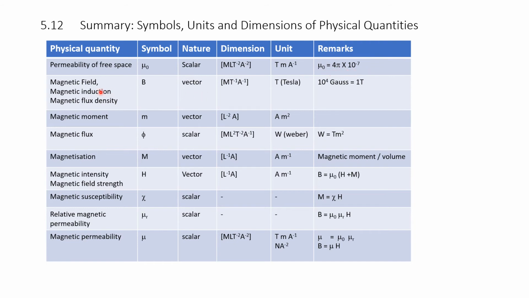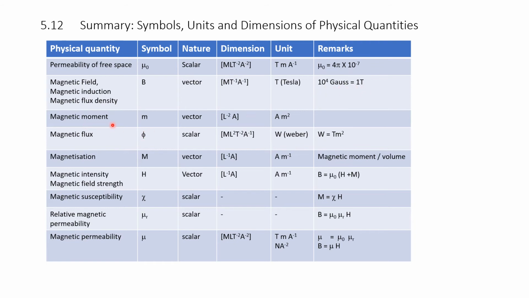Magnetic field, magnetic induction and magnetic flux density, symbol B. Therefore, its nature is vector. B is a vector. B is called magnetic field, magnetic induction and magnetic flux density. All the three different names we call it, but the symbol is B. Its dimensions are M T to the power of minus 1 A to the power of minus 1, and T is Tesla. Its value is 10 to the power of 4 Gauss, that is equal to 1 Tesla.